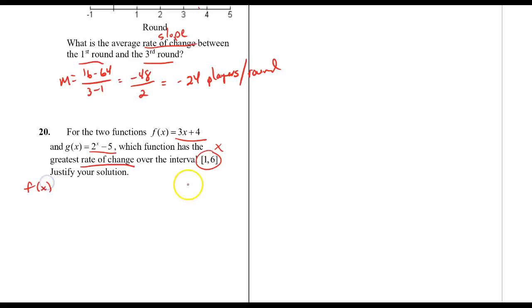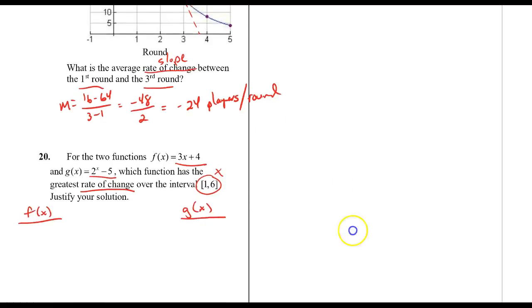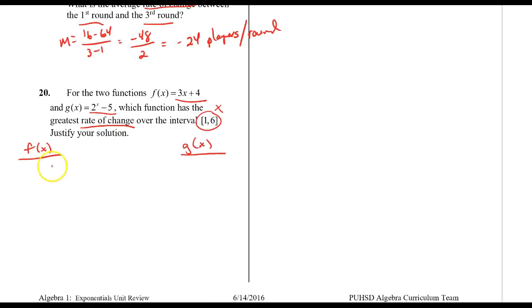So we've got f of x over here. I'm going to put g of x over here, and I'm going to compare the slopes, just like we did up above, where we found the slope between those 2 points. We're going to find the slope between these 2 points, but it's between 1 comma something and 6 comma something. We need to find those somethings. So we have inputs. To find the outputs, we do 3 times 1 plus 4, which is 7, and 3 times 6 plus 4, which is 22.